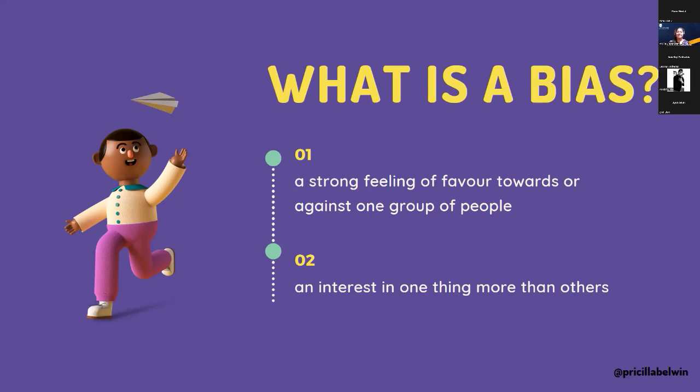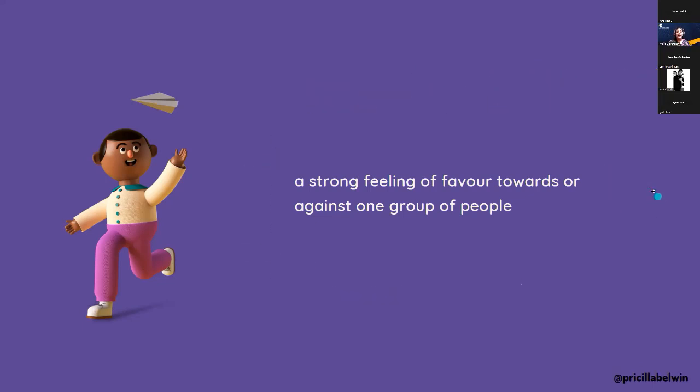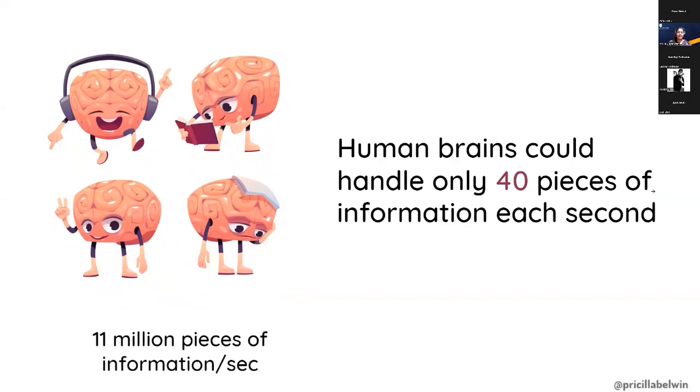As per the official meaning, bias is a strong feeling of favor towards a person, or it can even be against them as well. So bias is not just about doing a favor; it can turn against someone as well, or it can be just an interest in one thing more than others. That's the common definition of bias. And when we talk about human brains, they can handle only 40 pieces of information per second.